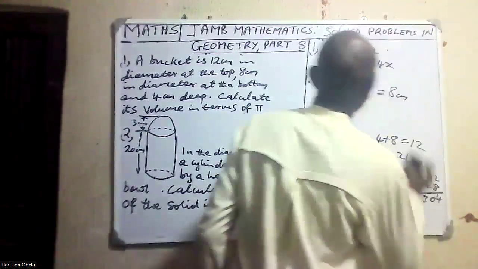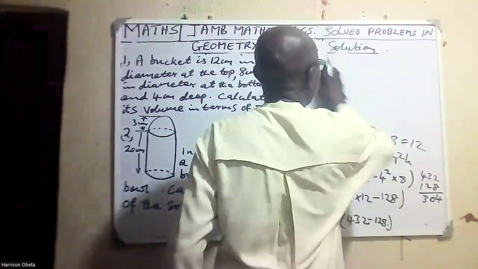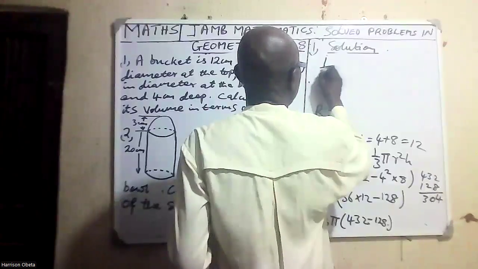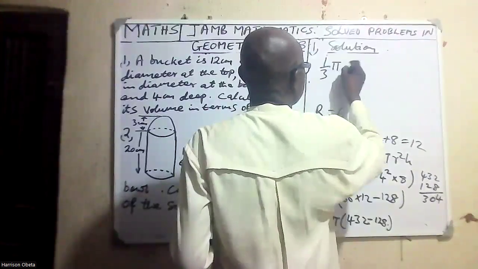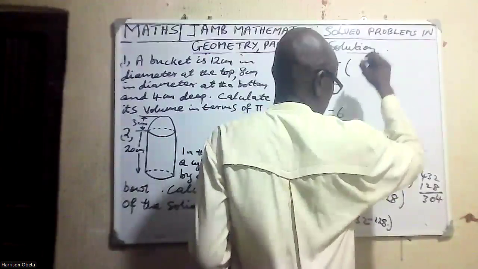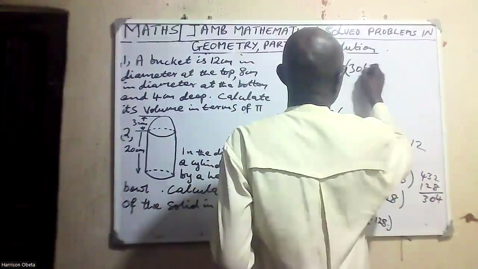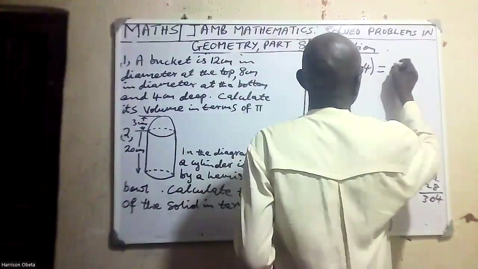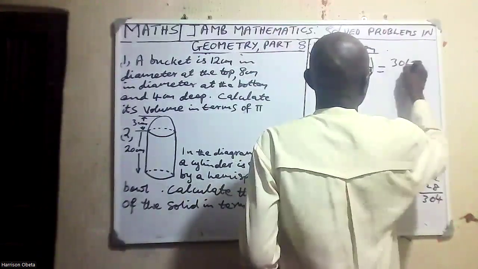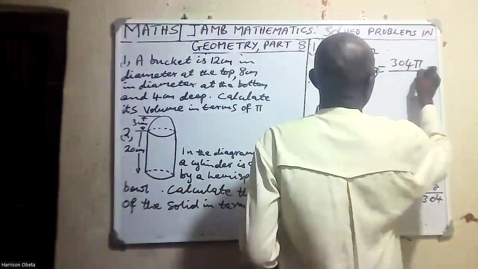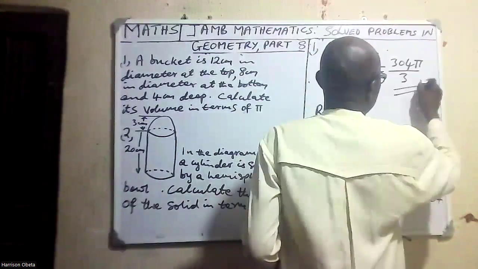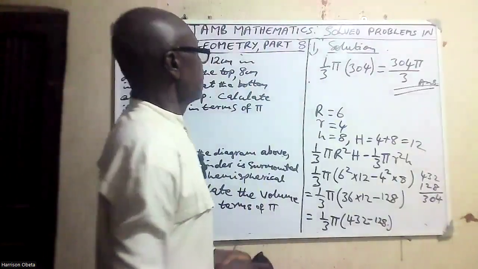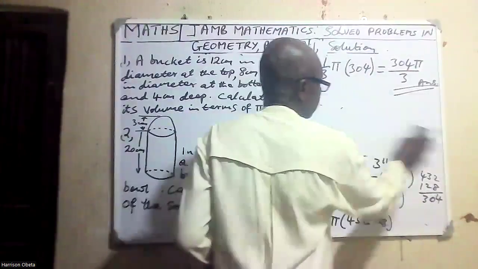So coming up here, we have 1/3 pi into 304. So finally, the answer is 304 pi all over 3 as the volume of the bucket. So that is that.